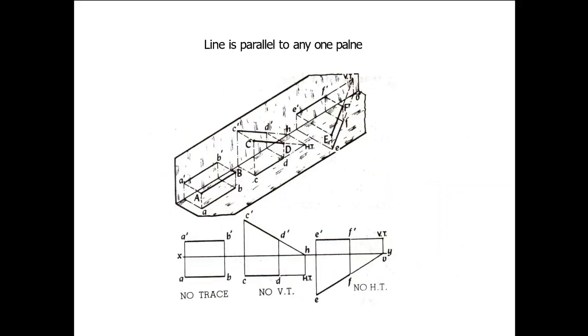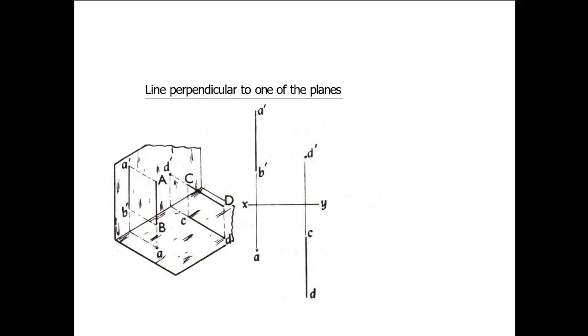Now we have seen the line parallel to any one of the planes. So AB is parallel. These are the projections of the lines. Okay, go through it, you will understand, as I have explained the projection of the lines when the lines are parallel. This is a similar example.